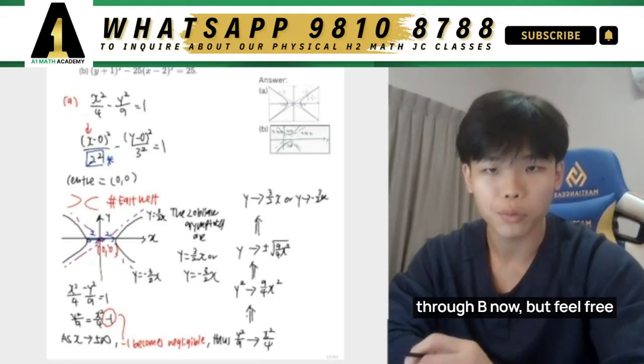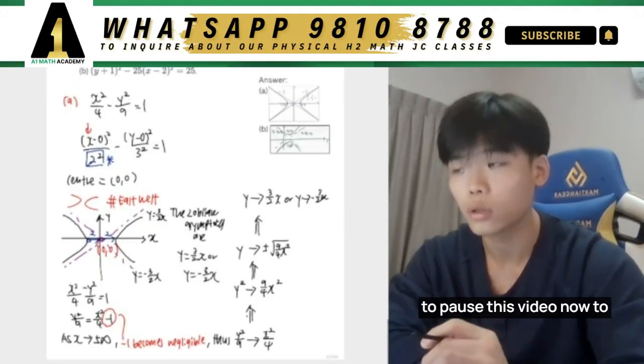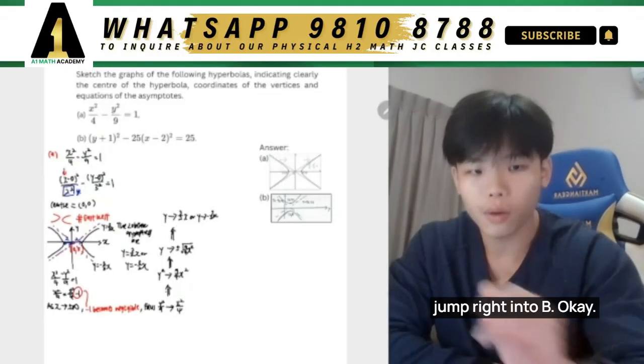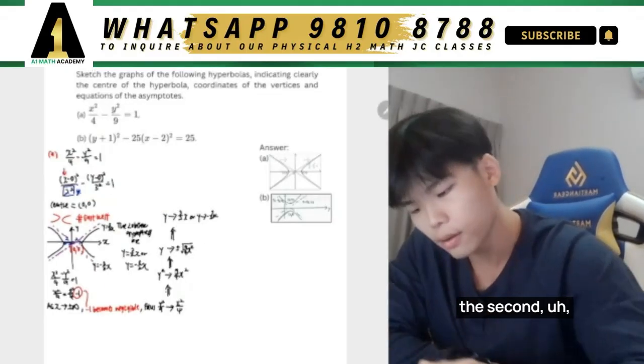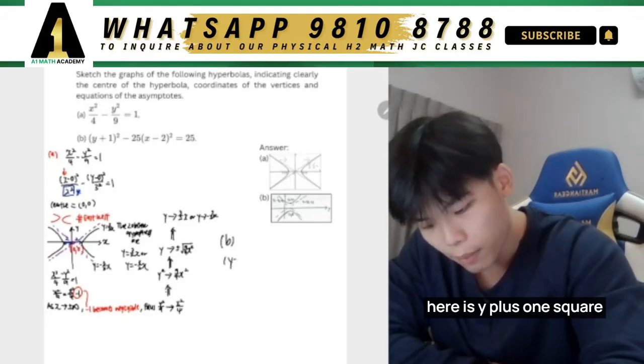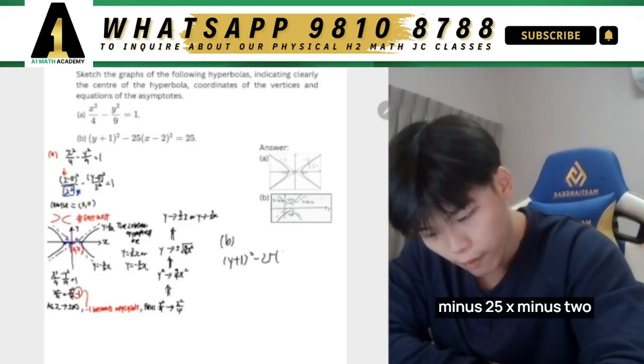So I'm going to be going through B now, but feel free to pause this video now to take out any notes that you have before we actually jump right into B. Okay, so let's go through the second example over here. And what we have over here is (y plus 1) squared minus 25(x minus 2) squared equals to 25.